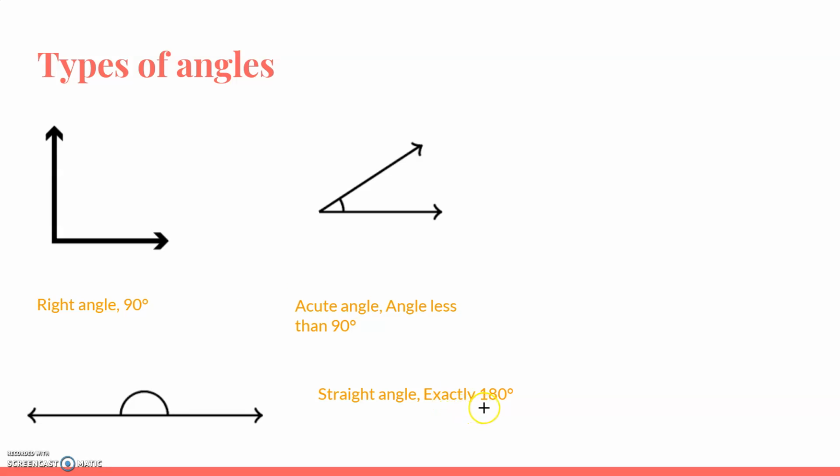This is going to be exactly 180 degrees. We can identify a straight angle with two things. There's going to be a semicircle indicating that this is 180 degrees, and there's going to be a straight line telling us this is going to be a straight angle. And lastly, this is an obtuse angle. It's going to be greater than 90 degrees but less than 180 degrees.